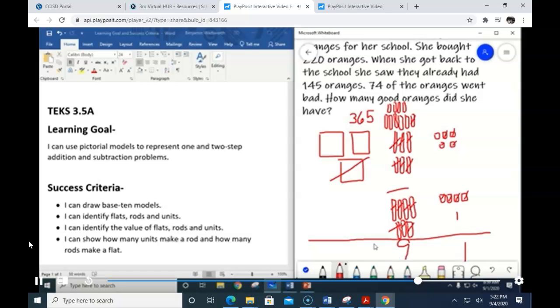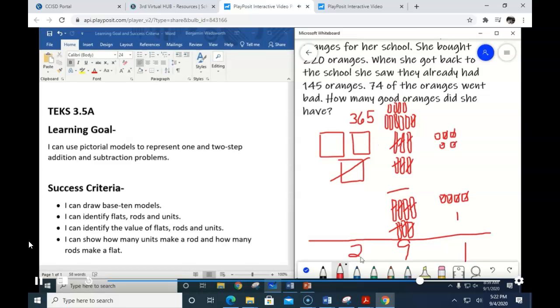Boom. Okay? And then these flats over here, we don't have to do anything special with them. We just bring them straight down. We've got 1, 2. Bring it straight down. So, folks, the answer that we have here is 291.